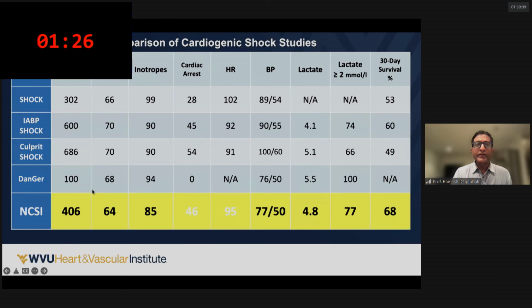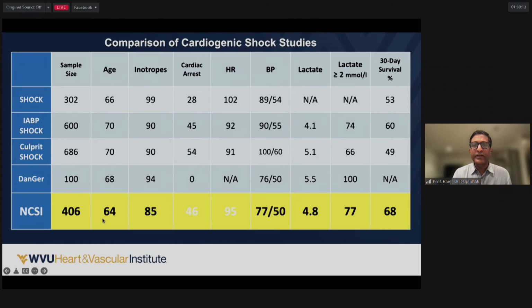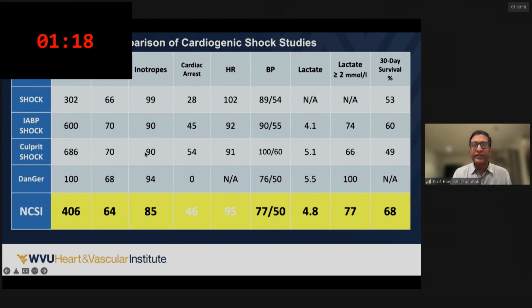So how does this National Cardiogenic Shock Initiative from the United States compare to other trials? Let's take CULPRIT-SHOCK. In CULPRIT-SHOCK, 54% had cardiac arrest, and 46% had cardiac arrest in the National Cardiogenic Shock Initiative. The 30-day survival in CULPRIT-SHOCK was only 49%, whereas 68% survived in the National Cardiogenic Shock Initiative. The DANGER trial, which is the Danish-German cardiogenic shock trial, is still ongoing. We will wait for those results.